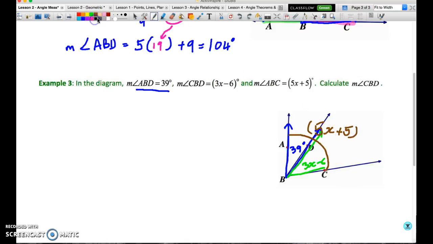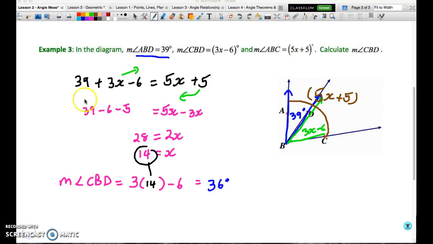In this case, to get our equation, we use the angle addition postulate, which says the sum of the pieces of an angle, which in this case are 39 plus 3x minus 6, must give you the total. Sum of the parts gives you the whole. And now I'm going to solve and substitute back. Okay, so very quickly I've solved for x equals 14. I've subbed that into the expression, and I have the answer of 36. Very important in this case, never assume because it looks like 90 that it is. That would have given you the wrong answer.